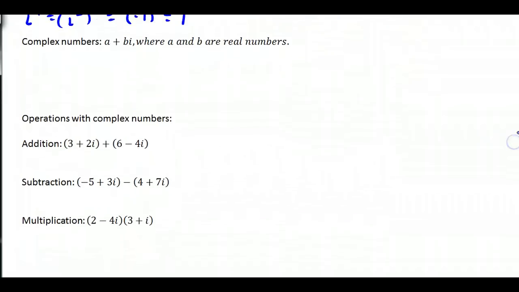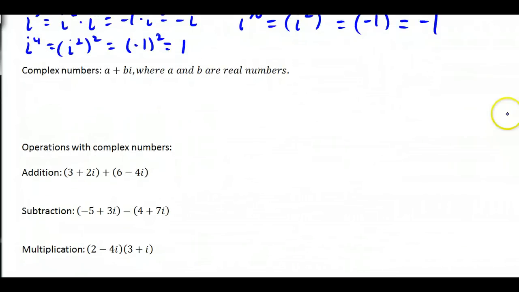Now, complex numbers are always in the form of a plus bi, where a and b are real numbers. So, for example, 2 minus 7i is a complex number.